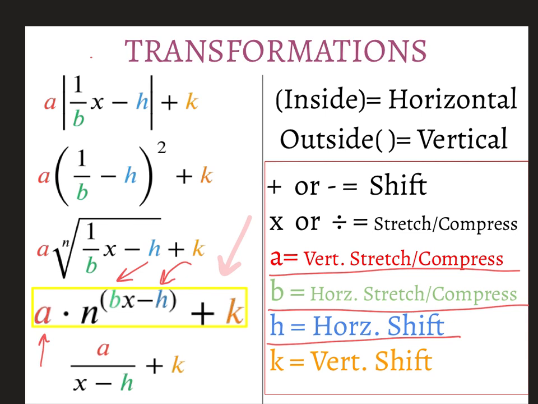And then the one we usually do pretty well on, and that is our vertical shift. The vertical shift is not up in the exponent. It's just added at the end. It's just going to move it up or down.